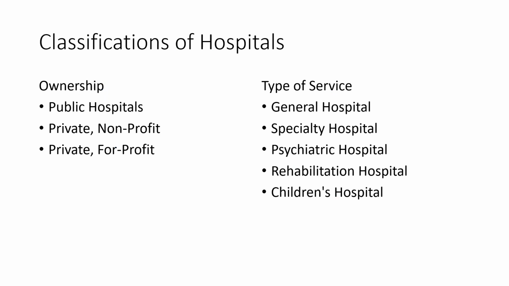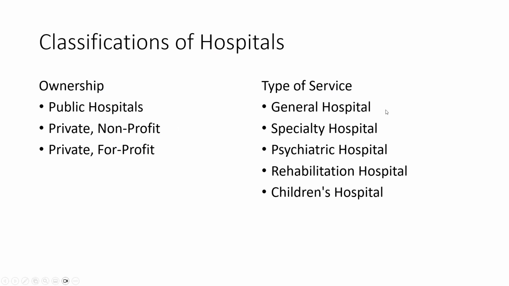So one way we can classify hospitals is by their ownership. We can talk about them as public hospitals, private hospitals, private nonprofit, and private for-profit. A public hospital is a government-owned entity, and then you have private nonprofits like Wentworth Douglas and private for-profits like Portsmouth Regional.